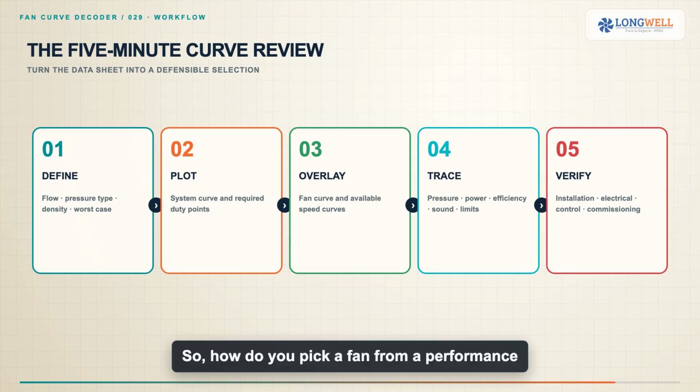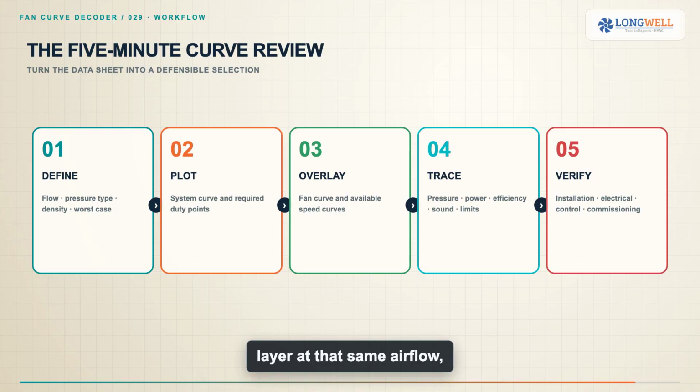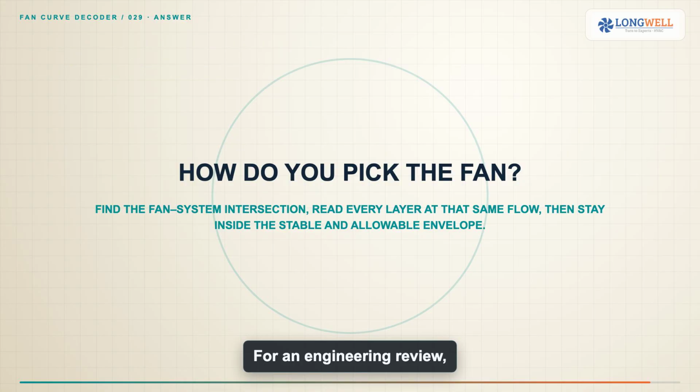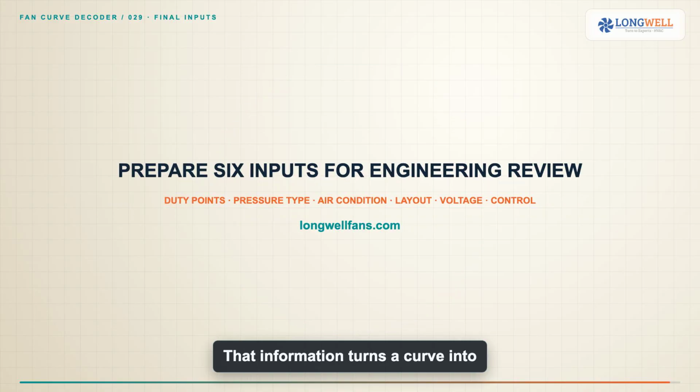So, how do you pick a fan from a performance curve? Define the duty, find the fan and system intersection, read every performance layer at that same airflow, and reject any option outside its stable, efficient, and allowable envelope. For an engineering review, prepare the duty points, pressure definition, air condition, installation sketch, voltage, and control method. That information turns a curve into a defensible fan selection.